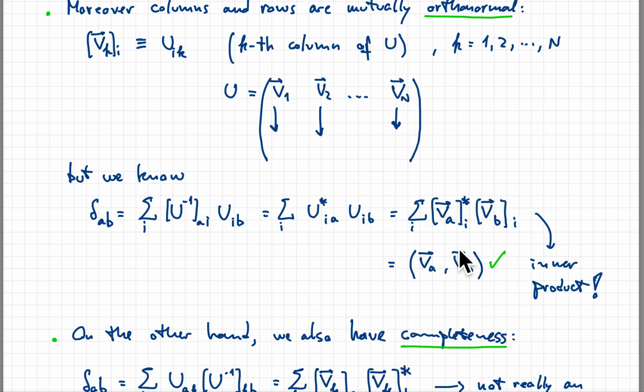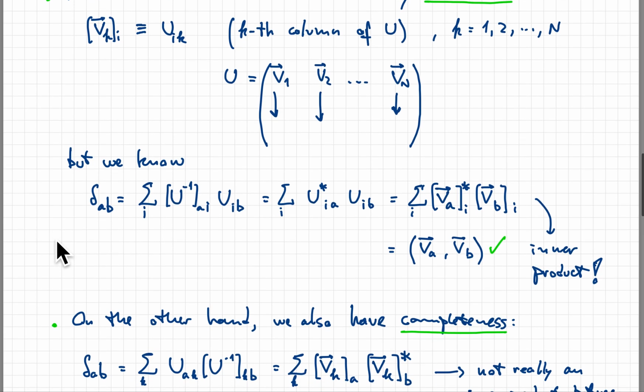And so the statement that this whole chain of identities is equal to delta AB is simply the statement that v_A with v_B are going to be orthogonal to each other if A is different from B. In other words, different columns of the matrix U are mutually orthogonal to each other, and if A is equal to B, then the result is 1, and that gives us the normality condition, and so we say that these columns are mutually orthonormal.